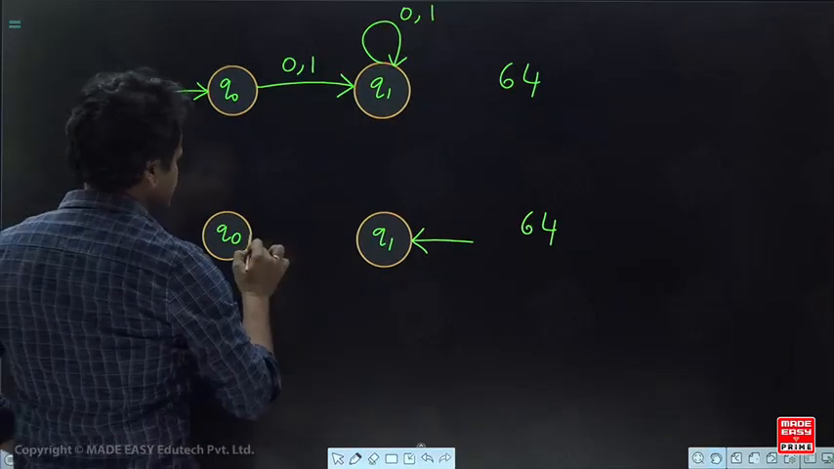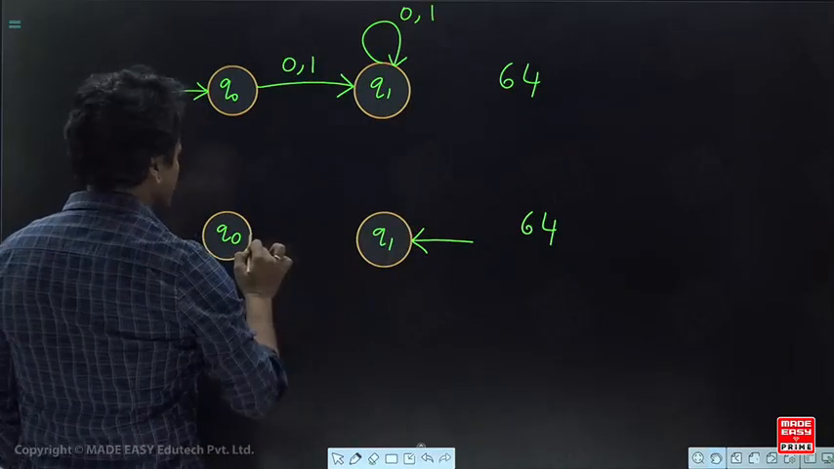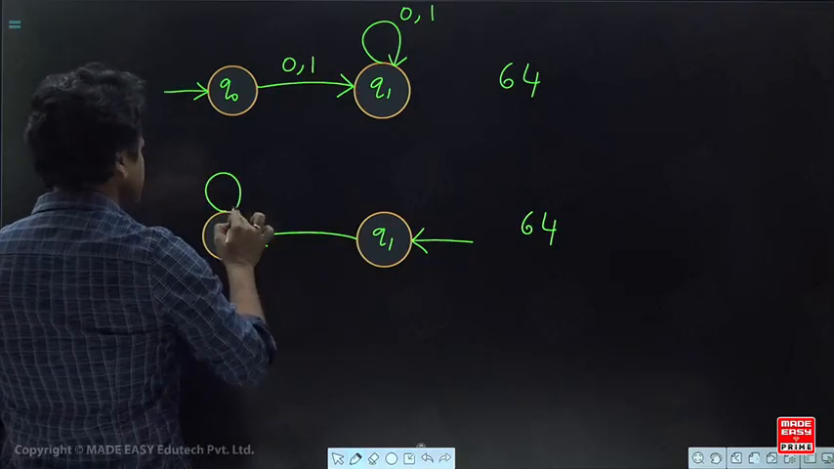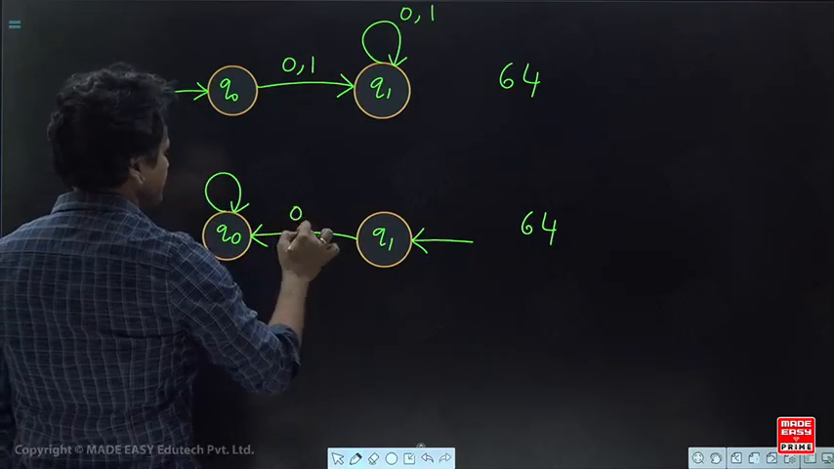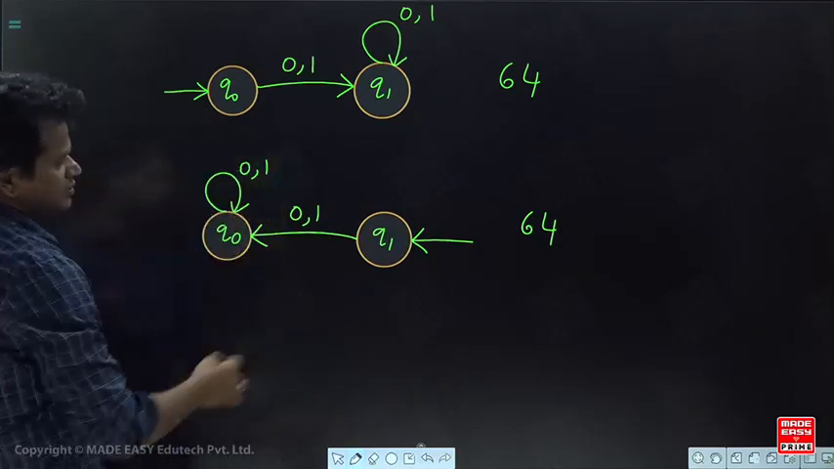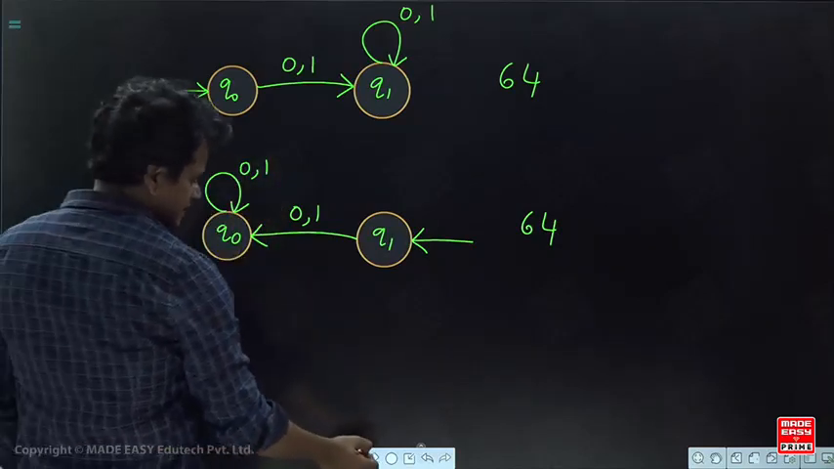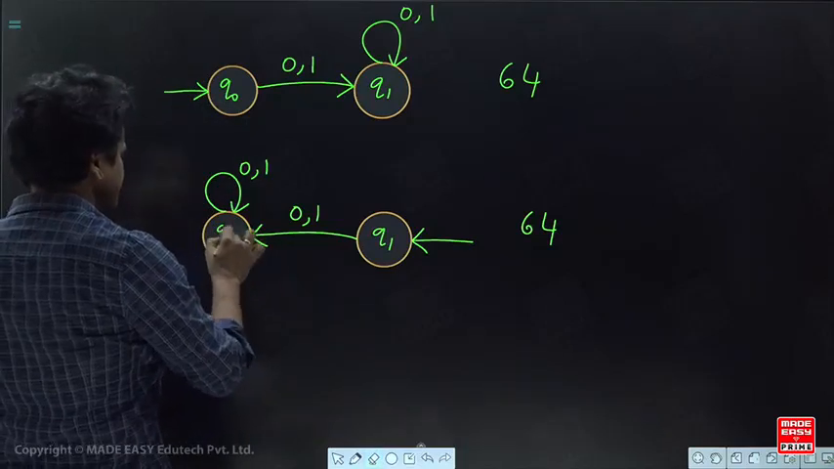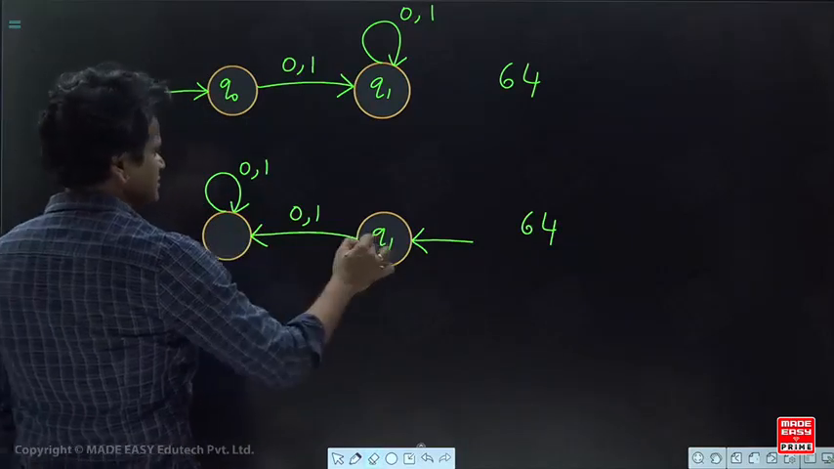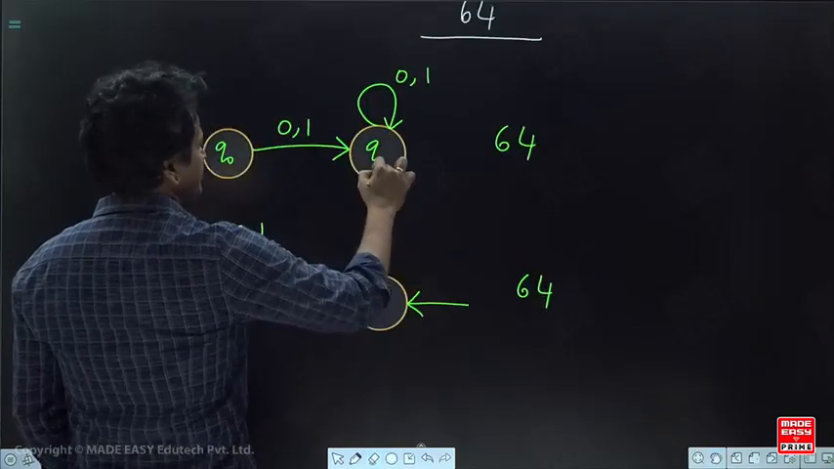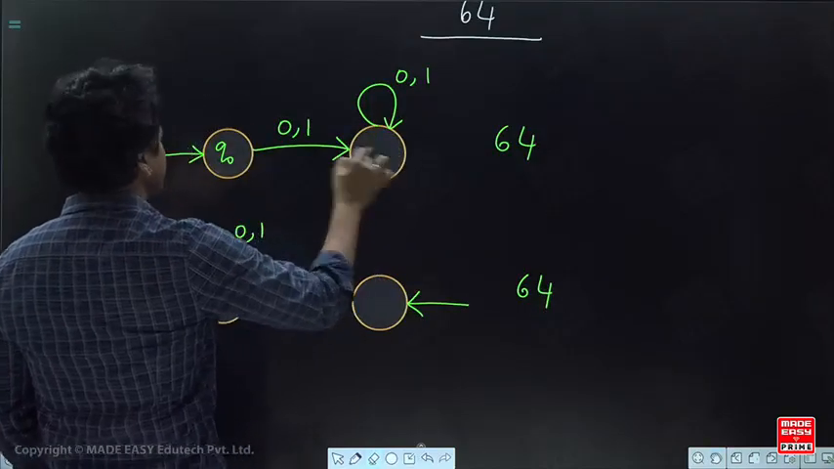Similarly, when Q1 is initial, we will have 64 and one of them I am constructing. Is this DFA or not, tell me. Yes, this is a DFA. Now guys, I delete the names of the states. I don't like the names. Names are not at all important.